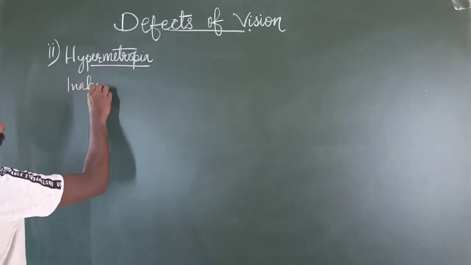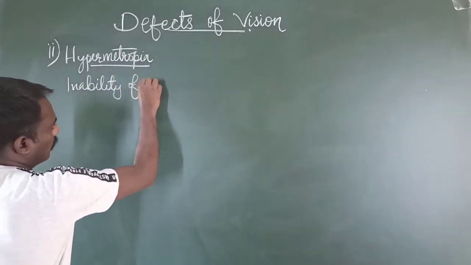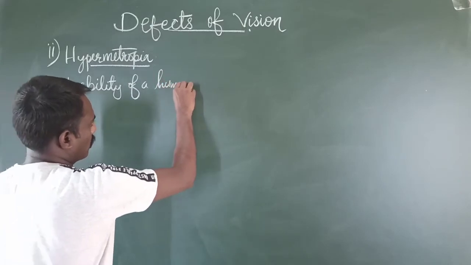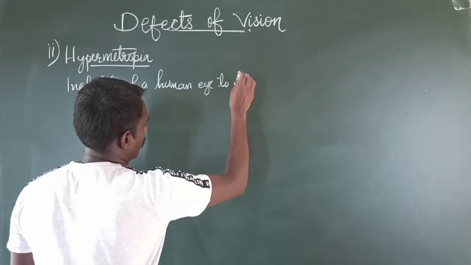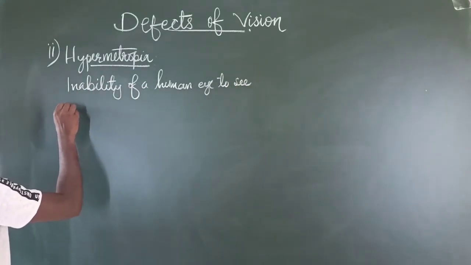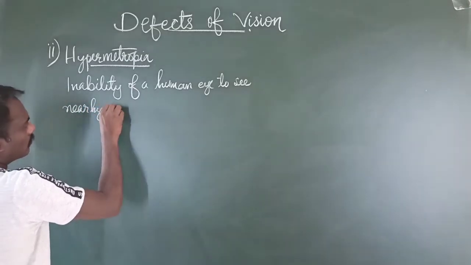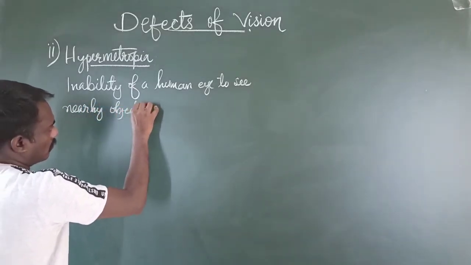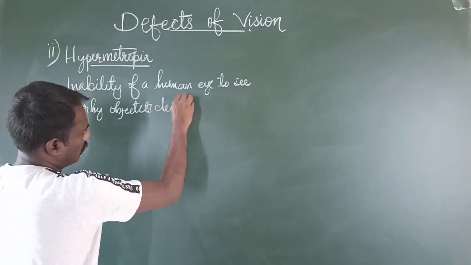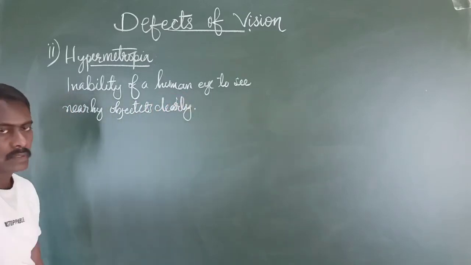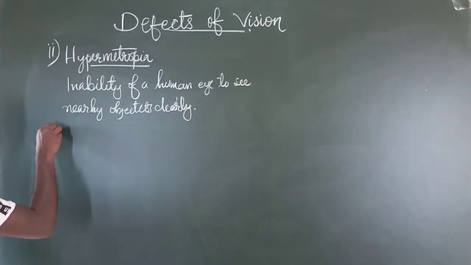Inability of a human eye to see nearby objects clearly but can see the far away objects clearly. And what are its reasons?